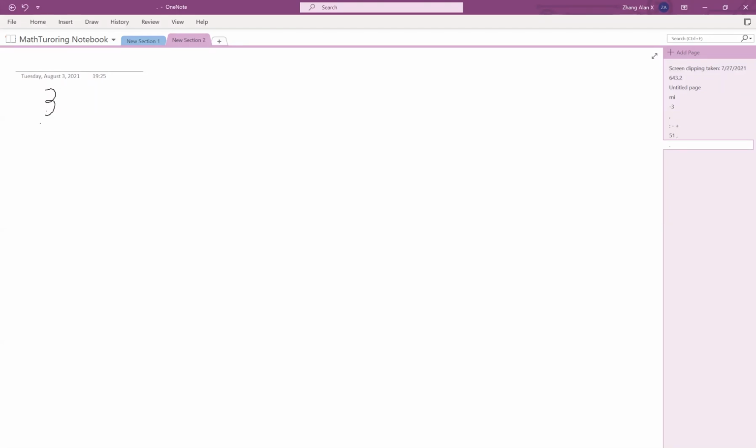3 halves. Improper fraction plus 9 fifths. Another improper fraction. And then Claire, could you tell me the least common multiple of 2 and 5? 10. Yep, I think that's right. 10, so 2 times 5 equals 10.